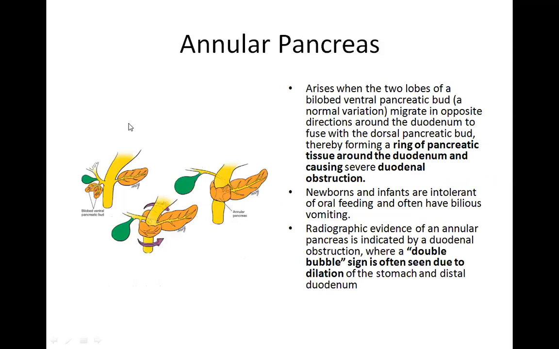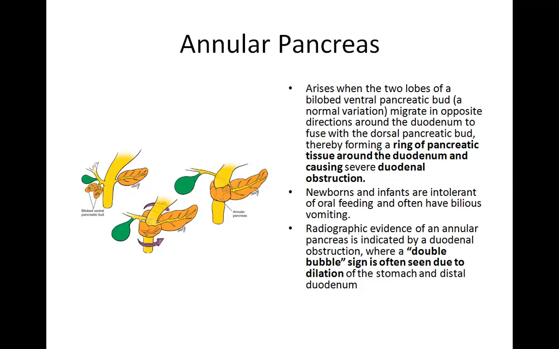Now there is an annular pancreas. This is the model which is present in the department also, and you get a short note on the annular pancreas. It arises when the ventral bud gets duplicated. So both the buds will migrate in opposite directions. Since they migrate in opposite directions, they will encircle the duodenal part and cause constriction of the duodenum. So a ring of pancreatic tissue is formed around the duodenum, and it will lead to severe duodenal obstruction.